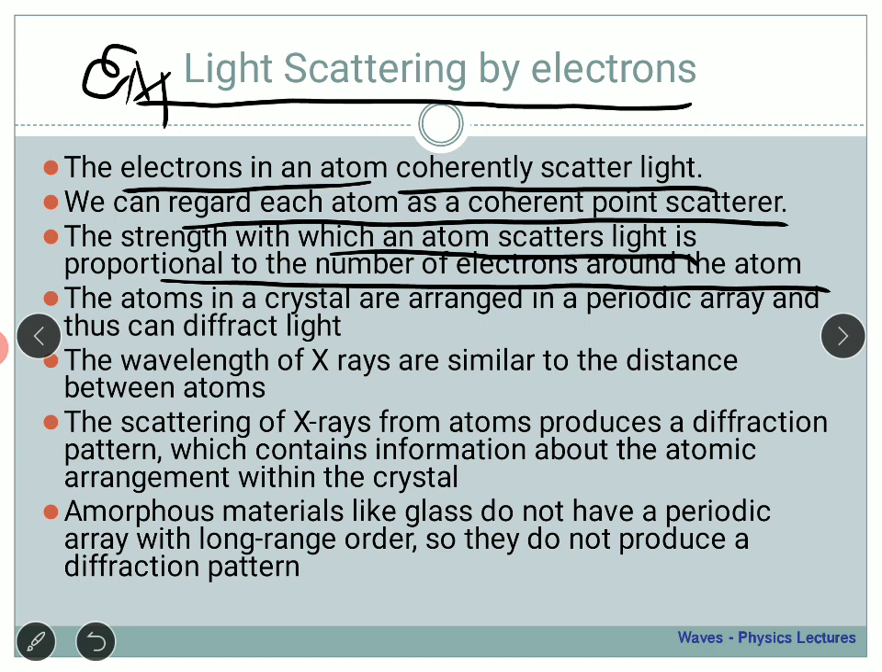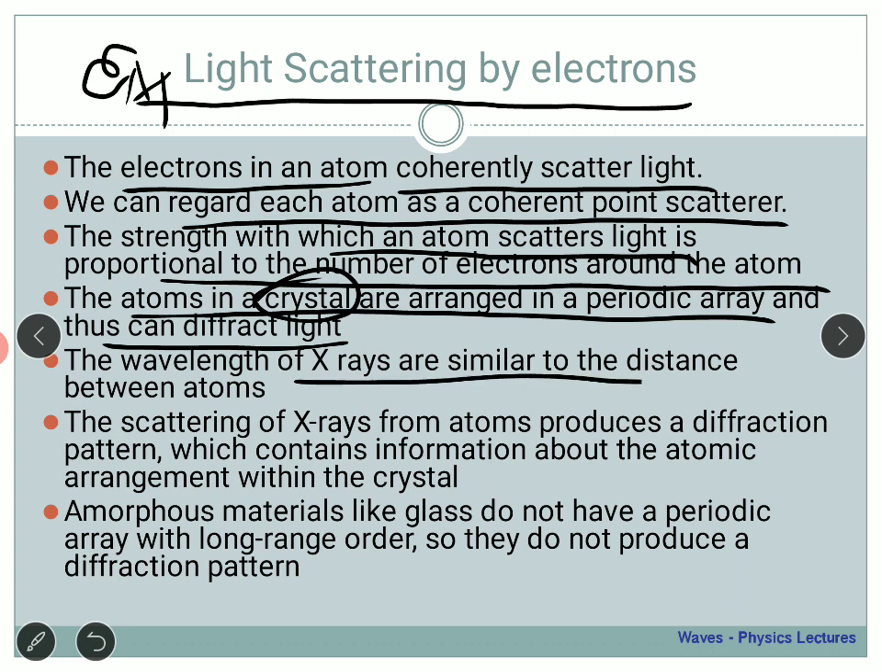The atoms in a crystal are arranged in a periodic array. As soon as you say something is a crystal, the chances are that it is actually arranged in a periodic array, and hence it can diffract light. The wavelength of X-rays, however, is similar to the distance between the atoms. So if we have a set of atoms, obviously this might not be to scale, but let's just try to understand it from an understanding point of view. The distance between them is actually comparable to that of X-rays.